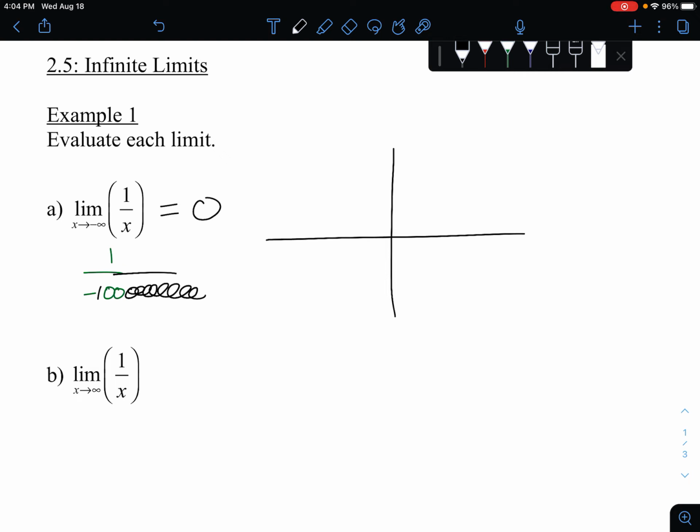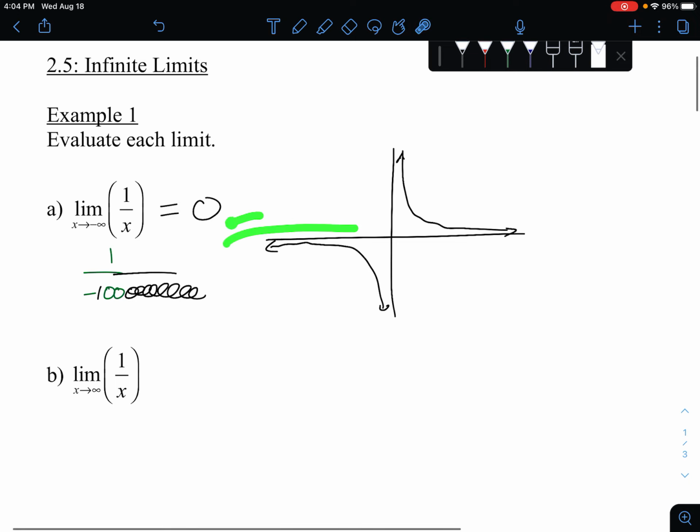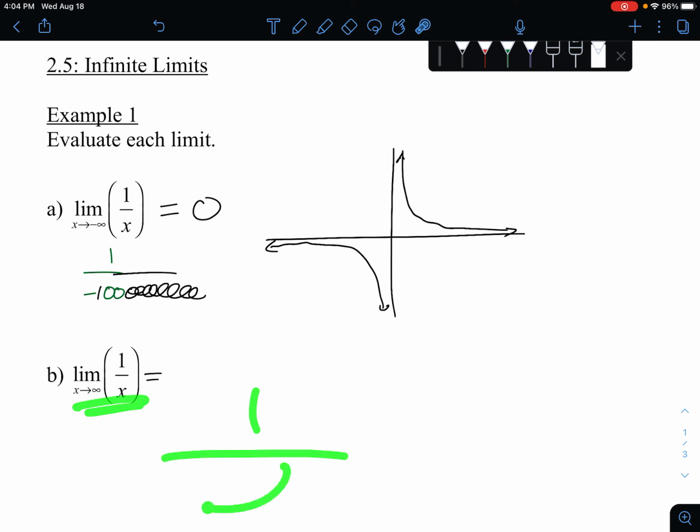The other way to think about this is if I actually think about the graph of 1 over x. This is kind of a rough sketch, very ugly, super bad. As I go out to the left forever, my y values are tending towards 0. As I go to the right forever on 1 over x, or if I think about 1 over infinity, that is also going to 0.